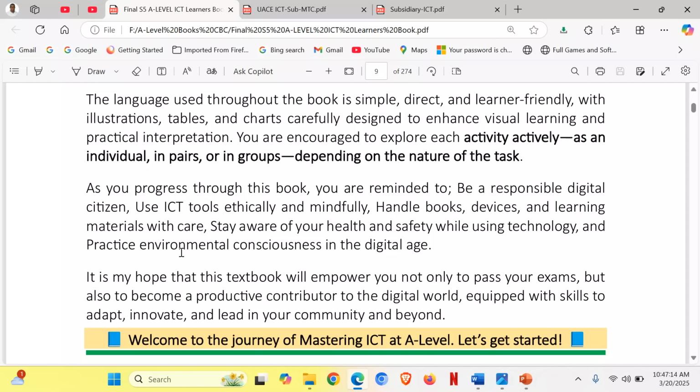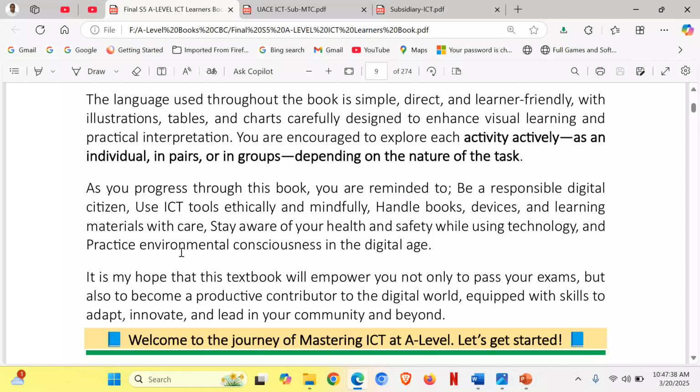You are reminded to be a responsible digital citizen. Use ICT tools ethically and mindfully. Handle books, devices, and learning materials with care. Stay aware of your health and safety while using technology, and practice environmental consciousness in the digital age.